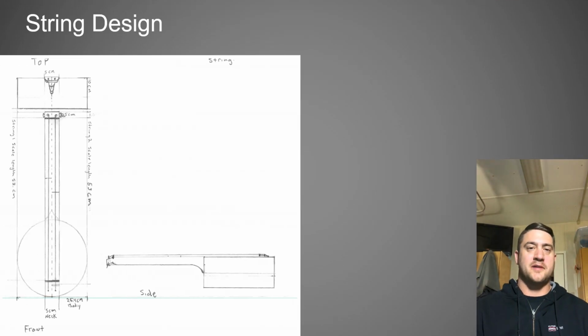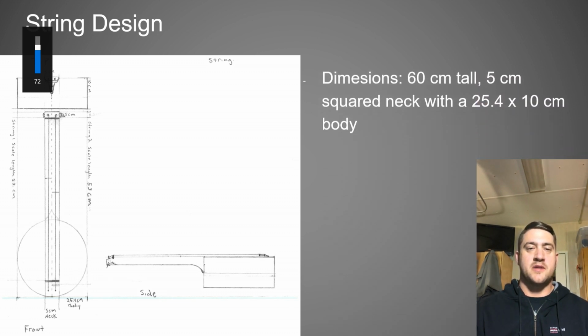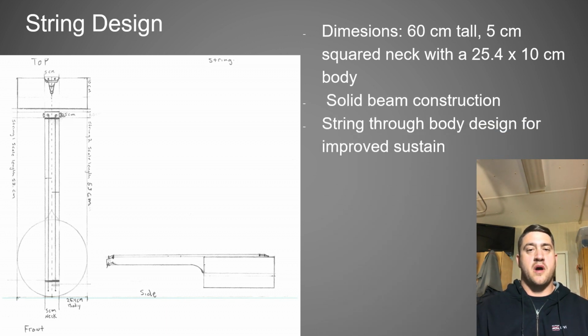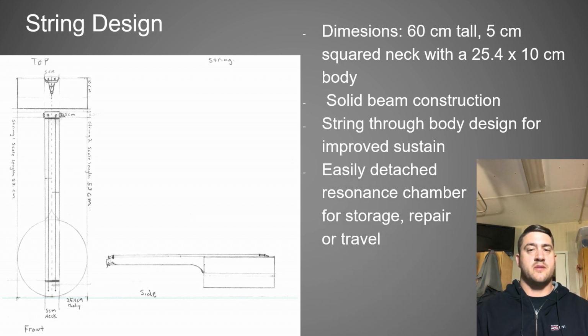Hi, I'm Levi Strawn. I'm here to go over my string instrument design. The dimensions are 60 centimeter overall length for the body with a 5 centimeter squared neck and a 25.4 by 10 centimeter resonance chamber, solid beam construction, and a string through body design for improved sustain, easily detached resonance chamber for storage, repair, or travel, steel frets, and machine tuners.